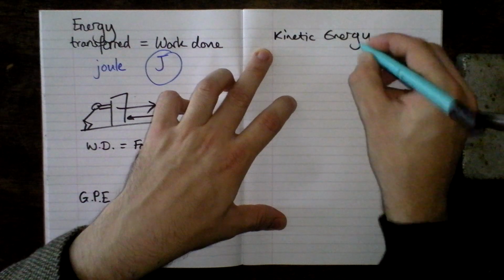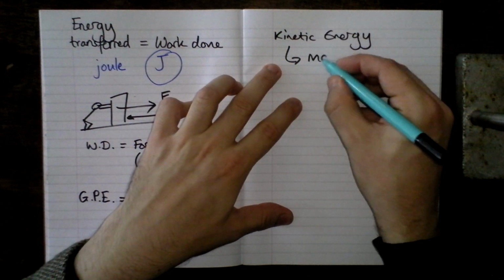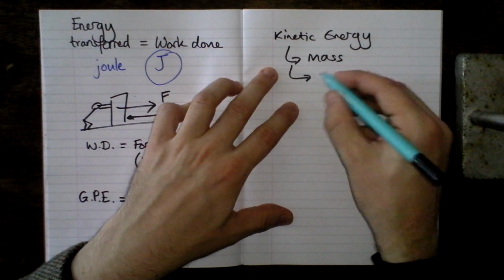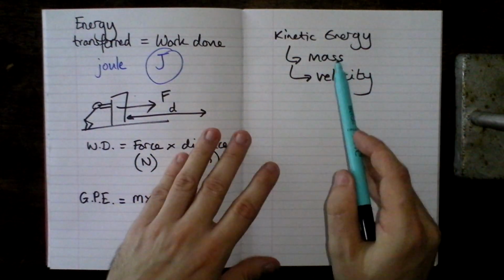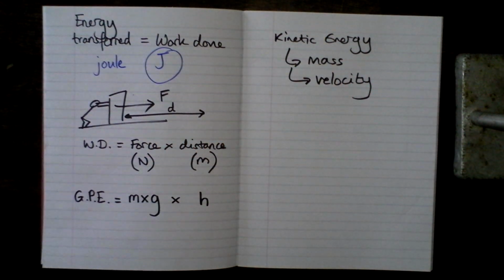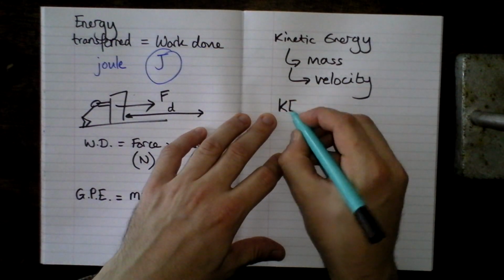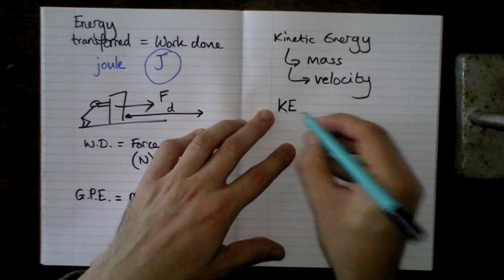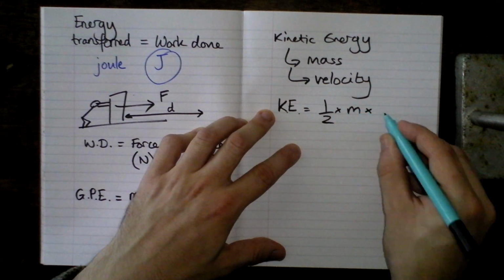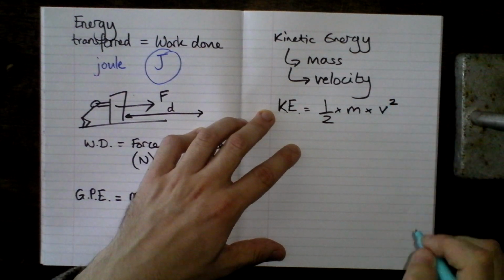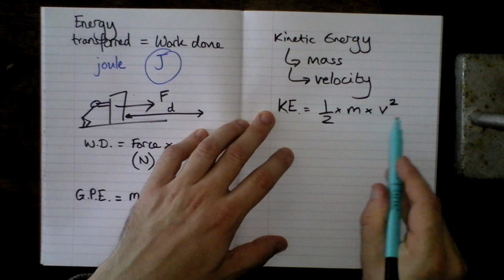Kinetic energy depends on two factors, only two factors. It depends on the mass of an object, and it depends on the velocity or speed of the object. So kinetic energy only depends on mass and velocity. Now, if you're doing a foundation paper, that's all you need to know. If you're doing the higher paper, you need to be able to calculate this. And the equation is quite simple. The amount of kinetic energy is equal to 1/2 times the mass of the object times its velocity squared. And that square is the mistake that most people often fall into the trap of omitting.